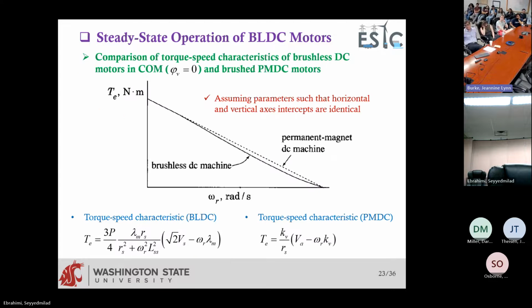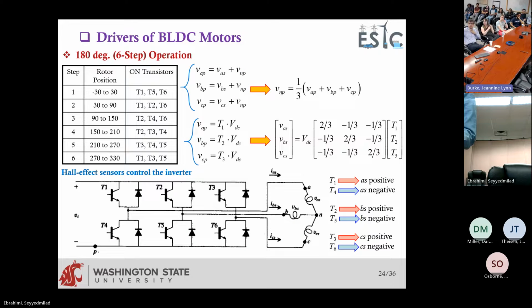If we look at the characteristic of a permanent magnet, the brushed DC machine is the dashed line, and the brushless is this solid line, so very similar to the brushed DC machine. That's why they are called brushless DC machines. They're actually AC PM synchronous machines that are driven by converters, but because they resemble the characteristic of brushed DC machines, they're called brushless DC machines. So we also need to drive the converter.